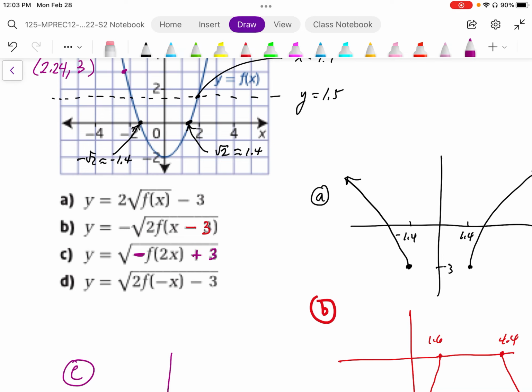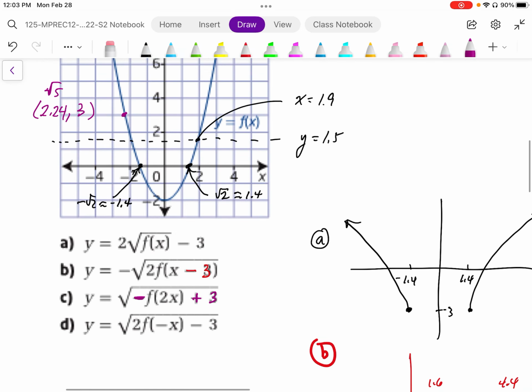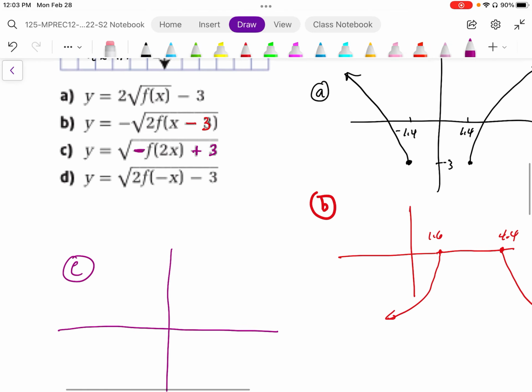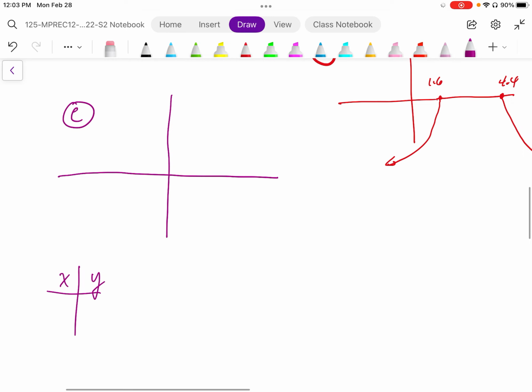I need to go down 3 and then flip it upside down. So that's going to be at positive 3. That point that I've drawn in purple here is going to be my reference point. The x coordinate's about 2.2. If we use the equation, we can get a more accurate one, but we're just going to use 2.2 as our reference. So I'm going to put that into my table. X is going to be 2.2 and 3, and then I'm going to use the other side because it's symmetrical.